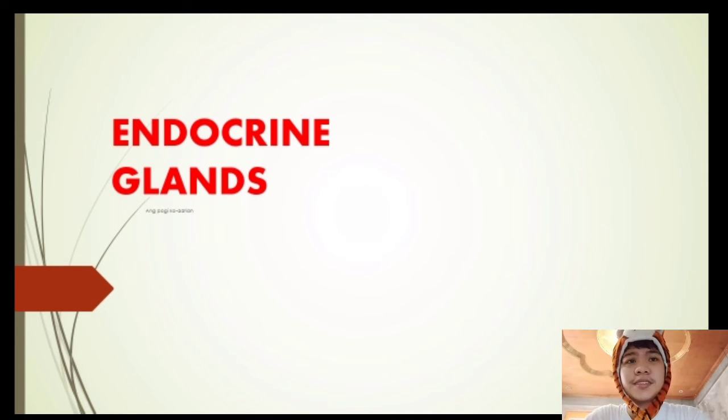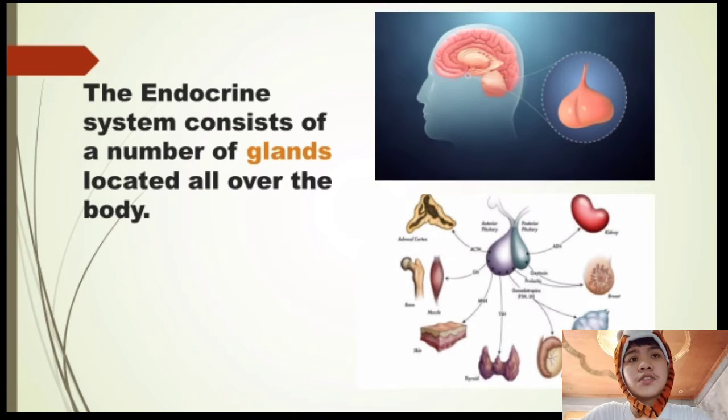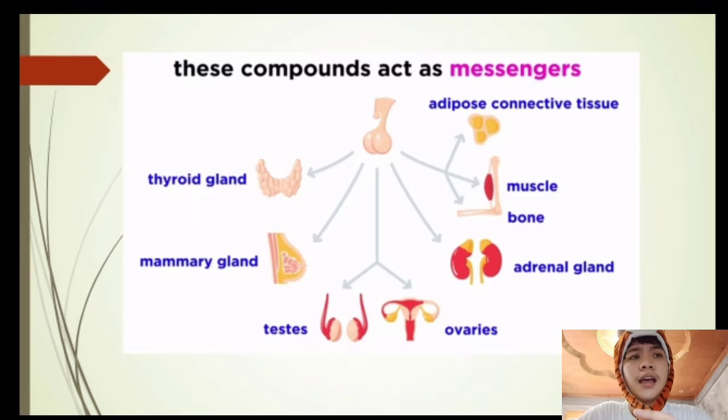So today we will discuss endocrine glands. The human endocrine system interacts with the nervous system in order to control the activity within all the cells in the body. The endocrine system is comprised of glands, which are organs that secrete particular compounds. These compounds act as messengers, traveling through the bloodstream and delivering that message to their target cells.